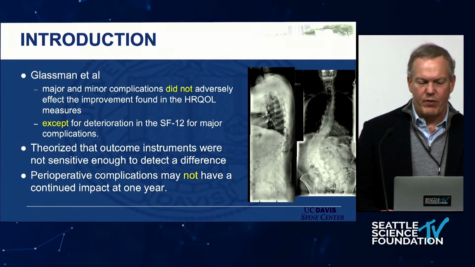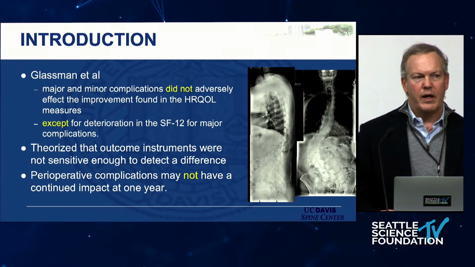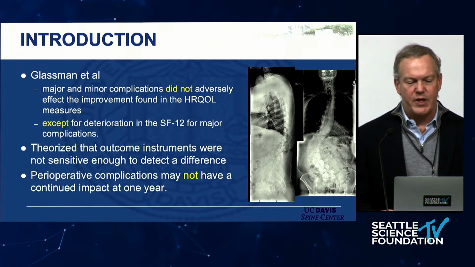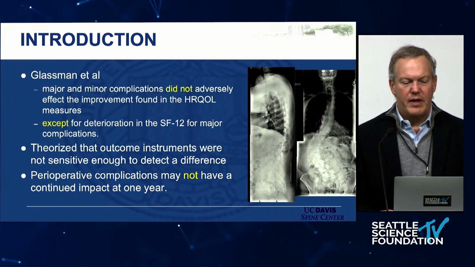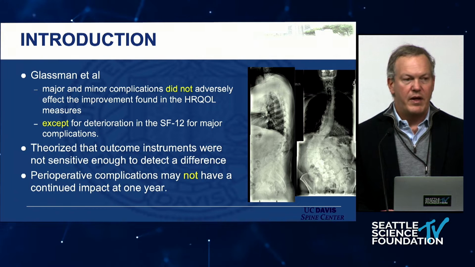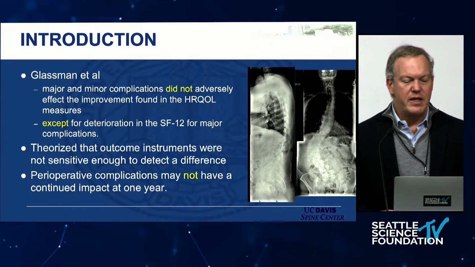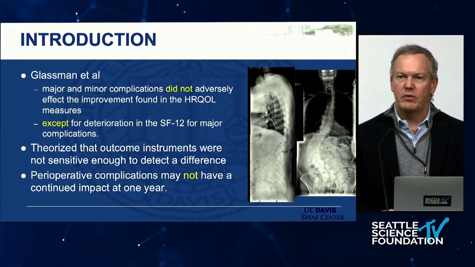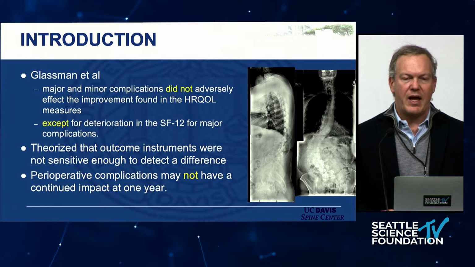Steve Glassman was really the first one to think about what a complication was and how it impacted our patients. He wrote this paper that found that major and minor complications didn't actually affect the HRQL improvements, except for the SF-12 and major complications a year after surgery. And he really never liked this paper because he said, it just doesn't feel right and it doesn't feel true. I know that the complications my patients have affect them deeply. I just wasn't able to prove it with this data.